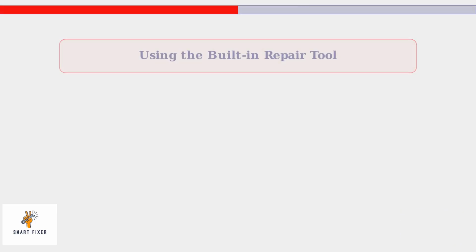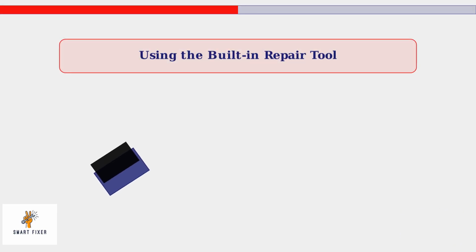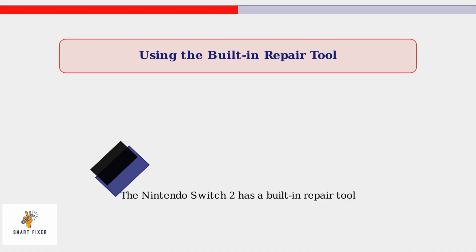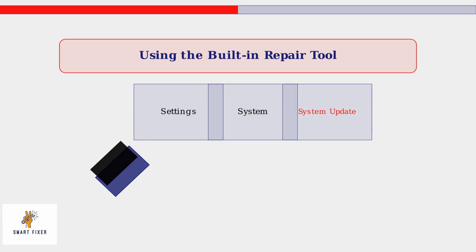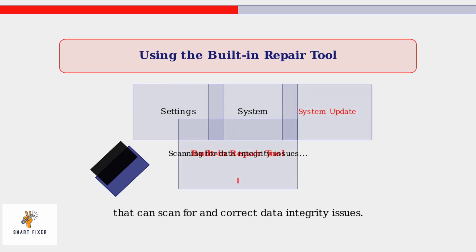The Nintendo Switch 2 has a built-in repair tool that can scan for and correct data integrity issues. This tool is accessible through Settings, System Update. Running this tool can help identify and fix corrupted data or incomplete installations that may be triggering the error code. Allow the tool to complete its scan and follow any on-screen prompts.